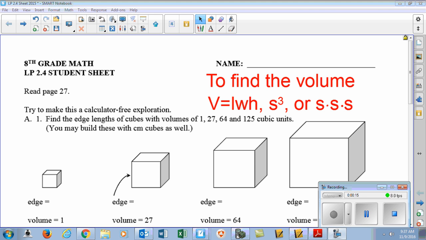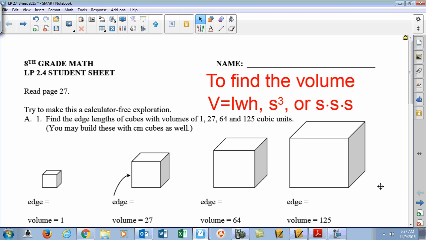You should have gotten done taking a look at page 27. So if you haven't looked at page 27 yet in your book, go ahead and take a few seconds to read that, pause the video, and come back to me. All right, so we're going to talk about cubic roots.